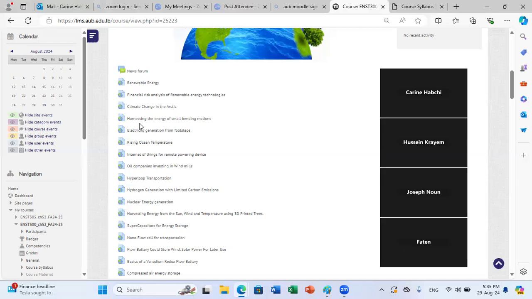Furthermore, since this course is related to energy sciences and technologies, we can see how we can convert energy from one form to the other. We have a lot of examples. One of them is to transform mechanical energy, let's say, into electrical one. So we can study how to harness the energy of small bending motions. We can also, in the same category, talk about electricity generation from footsteps. So we convert mechanical energy into electrical one.